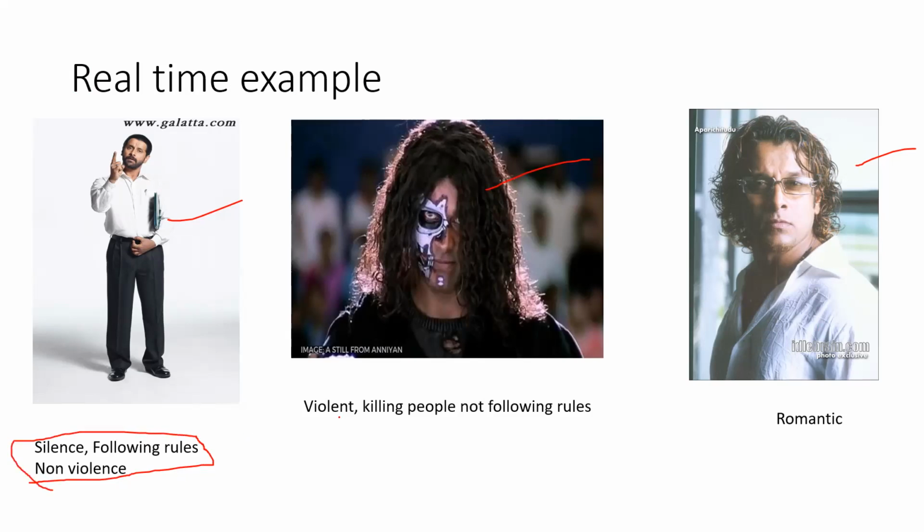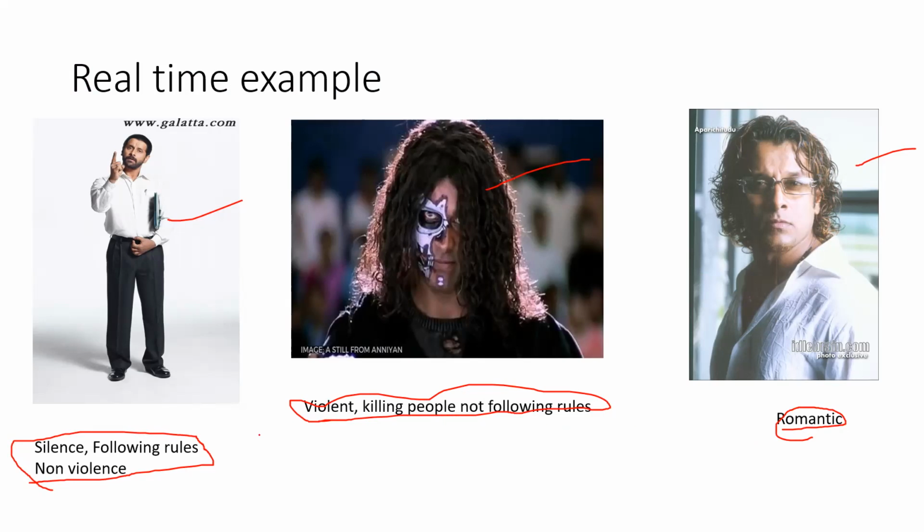Let us take Aparichitudu as another form of Vikram. He is violent in nature. He used to kill the people who do not follow the rules, and these are mainly termed the behaviors of Aparichitudu. Let us move on to the other form of Vikram, Remo. He is very romantic in nature.